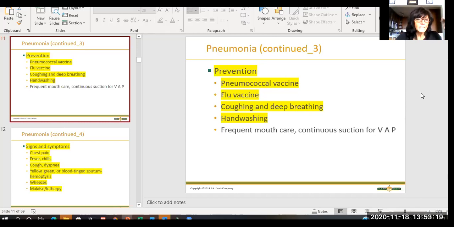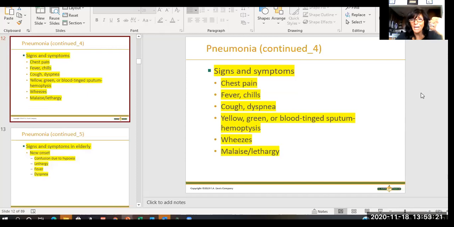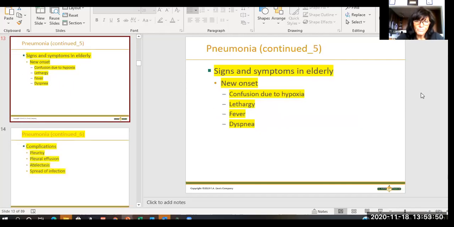We know that. Signs and symptoms: chest pain, fever, chills, cough, difficulty breathing, yellow, green, beautiful colors, or blood-tinged sputum, which is hemoptysis. And you need to know that word. Blood-tinged sputum or coughing up blood, hemoptysis, okay? Wheezing, malaise, and lethargy. In other words, I don't feel like doing anything. I feel crappy, right? They don't want to move. They don't want to do anything.